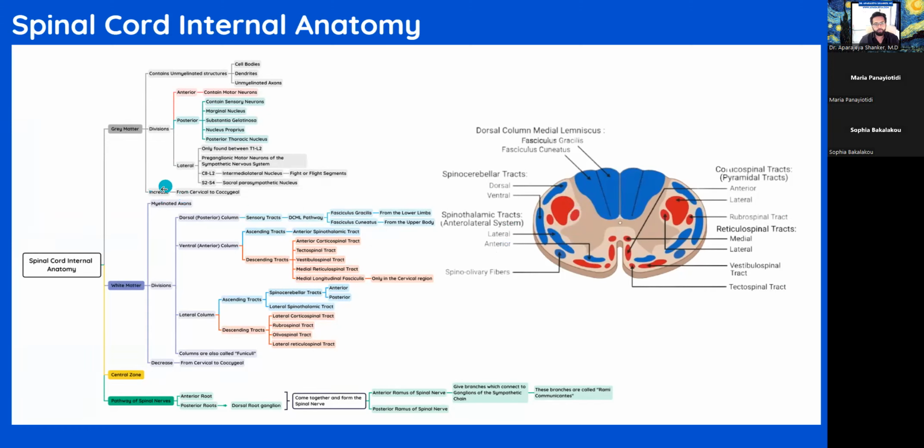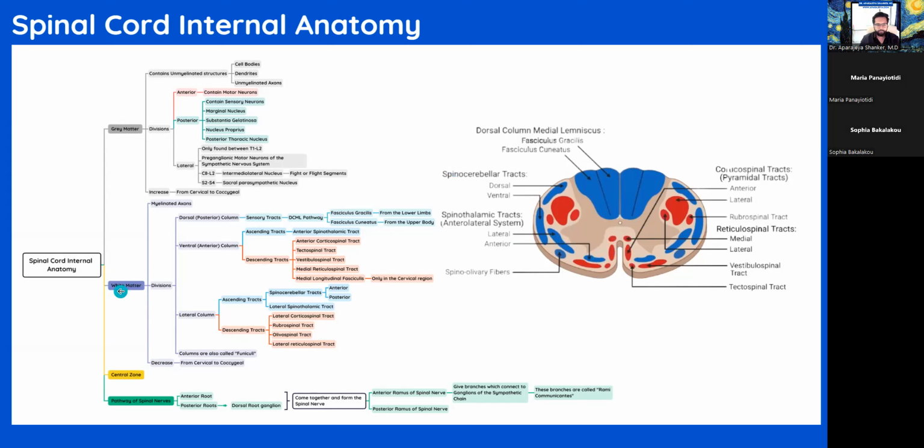And one trait that you will understand is that as you go from the cervical to the sacral spinal cord, the gray matter content increases, right? Whereas white matter will decrease as it goes from the cervical section to the sacral section.